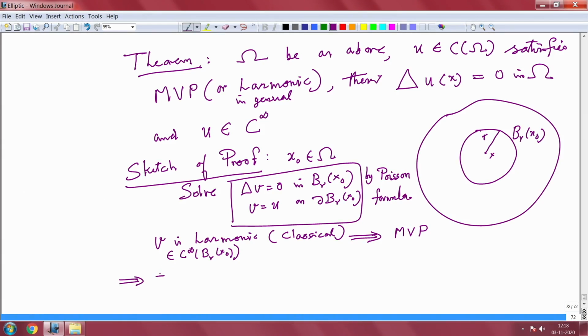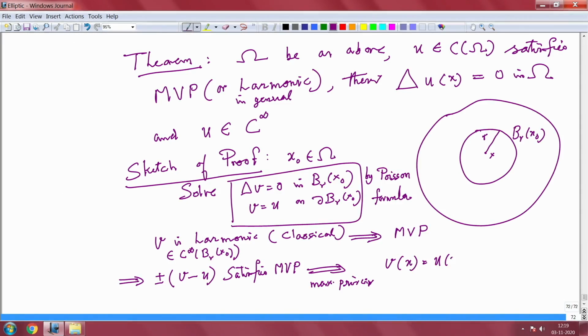So that implies v minus u satisfies the mean value property. Now apply the maximum principle, which we just proved, with v equal to u on the boundary. We are applying the mean value property only in B_R of x naught. So v minus u has boundary value 0, the minimum is 0 and the maximum is 0. That implies v of x equals u of x in B_R of x naught.